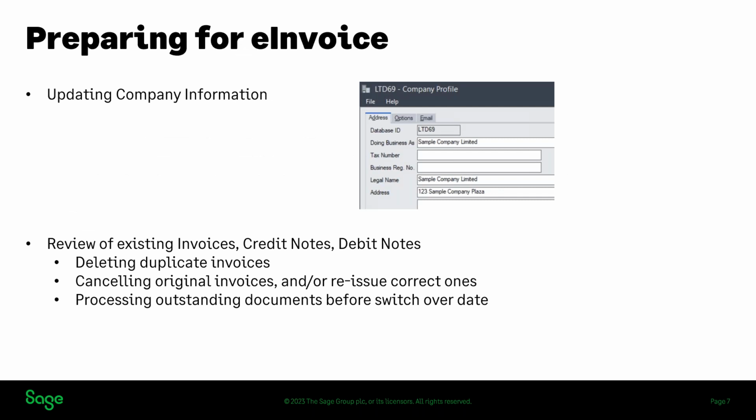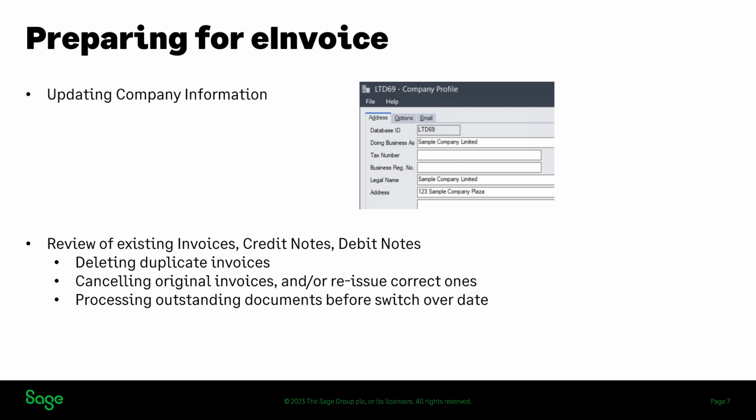Now, what do we need to do for preparing for e-invoicing? These are a couple of very straightforward slides, right? And we'll talk a bit more about some of this later on. A couple of things, very simply: within your company profiles, you do have to make sure we have information about your tax number and your business registration number. That's a very quick thing to do.